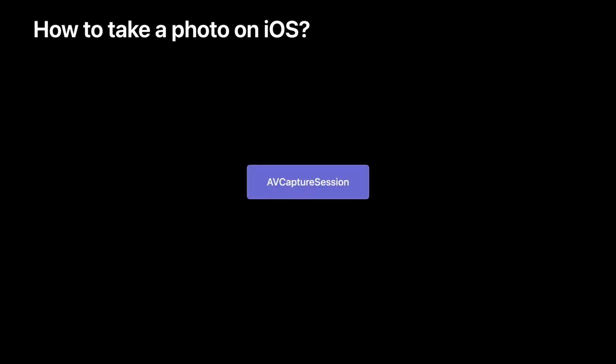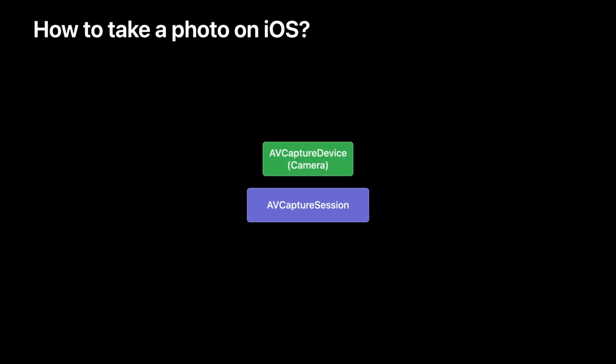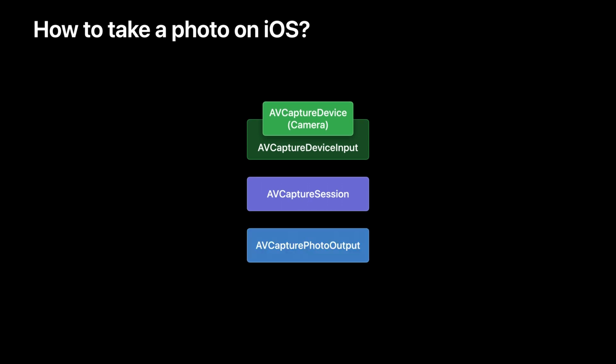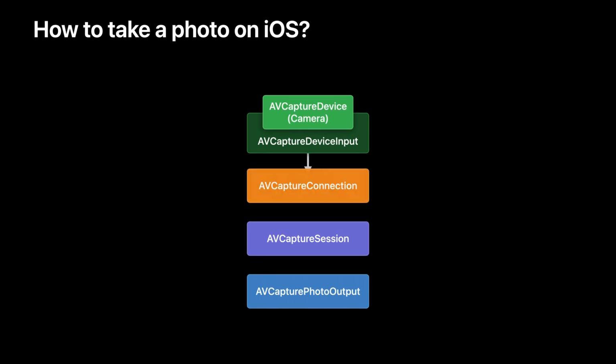Before we dive into photo quality, however, let's have a brief refresher on how photos are taken on iOS in general. We will start with an AVCapture session object, around which we can build our object graph. Since we're taking photos, we'll use a camera as our AVCapture device. Then, an AVCapture device input is instantiated based on that device, and it will provide input data to the session. An AVCapture photo output will then be added to the graph as the recipient of the photos. And all these elements are then connected together using an AVCapture connection.